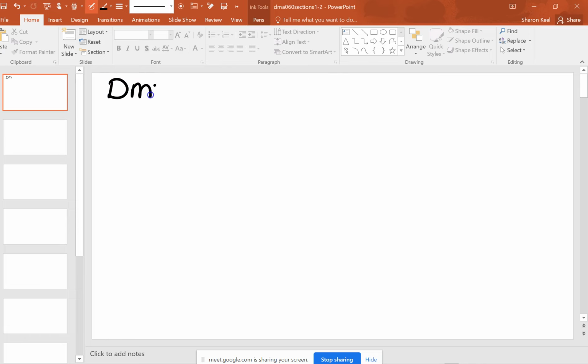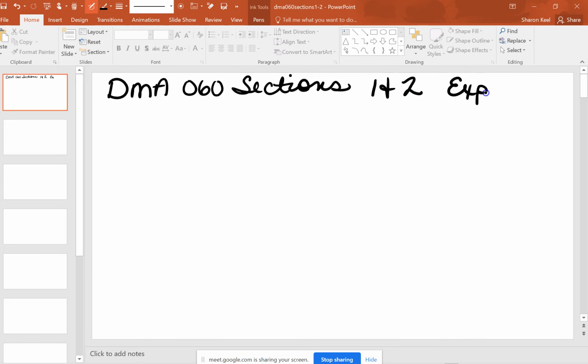Okay, we're going to be looking at DMA 060, sections 1 and 2. In sections 1 and 2, we're going to be working with exponents. So the most basic thing to begin with is that we would have a base value to a power. That power is called the exponent.